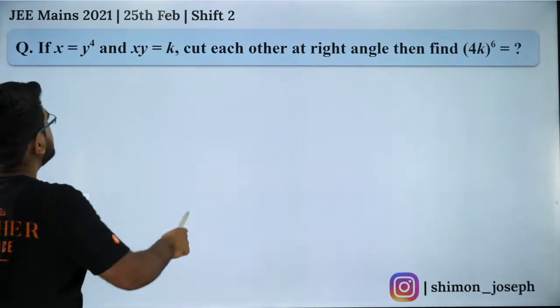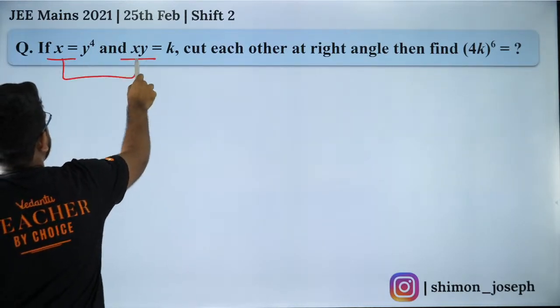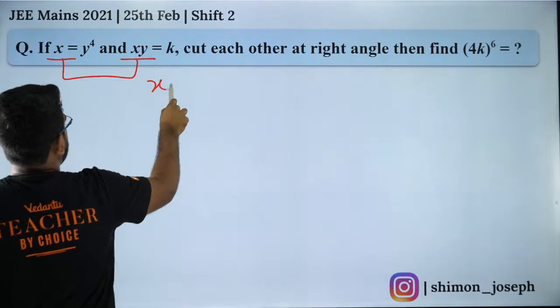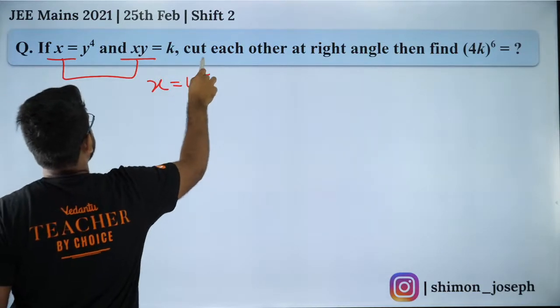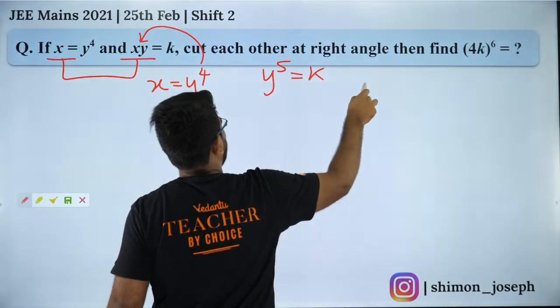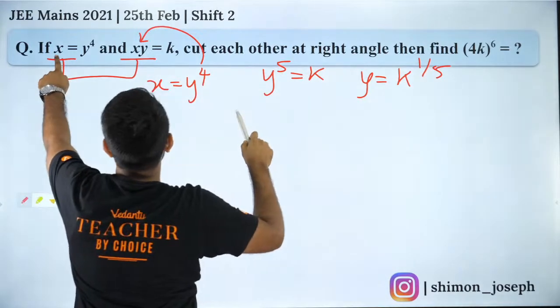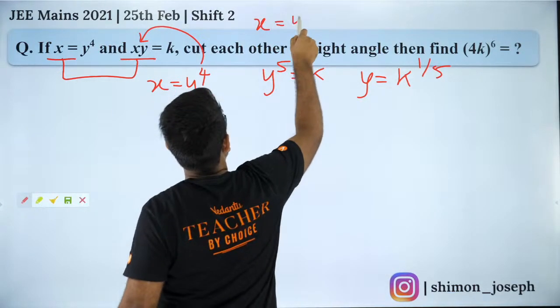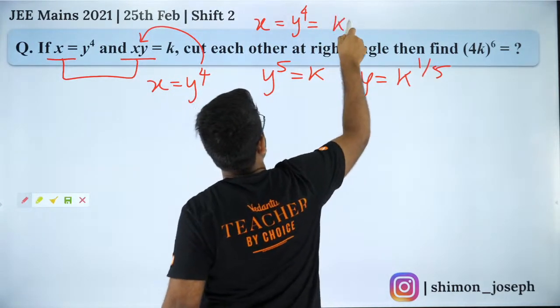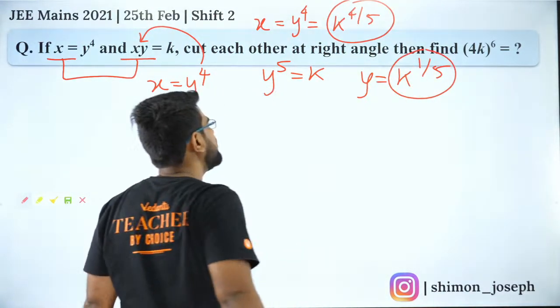Okay, let me solve it. So guys, first of all, I solve both of them to get the point of intersection. So I got x is equal to y power 4. So plug it in here. So I will get y to the power 5 is equal to k. So y is equal to k to the power 1 by 5 at the point of intersection. Then x will be y to the power 4, which will be k to the power 4 by 5. So that is your x and this is your y at the point of intersection.